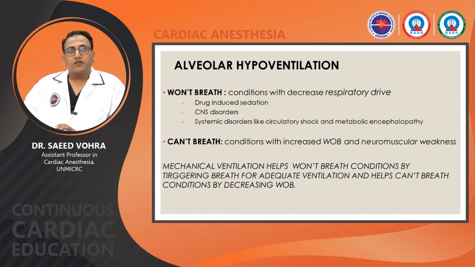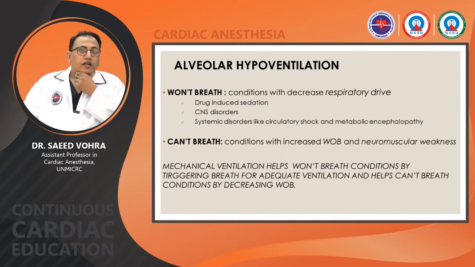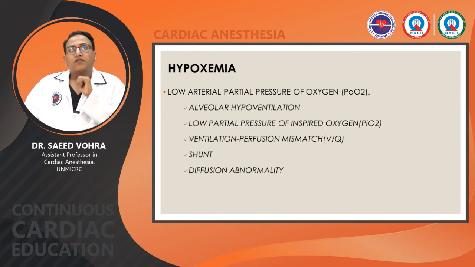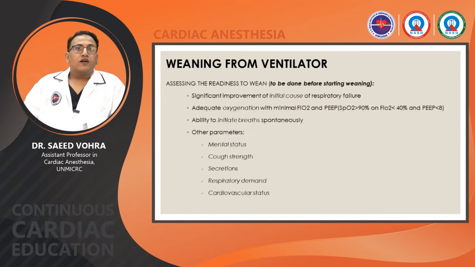Mechanical ventilation helps the want breath conditions by triggering the breath for adequate ventilation, and helps the can't breath conditions by decreasing the work of breathing. In conditions with hypoxemia, as in alveolar hypoventilation, low partial pressure of inspired oxygen, ventilation perfusion mismatch, shunt, or diffusion abnormality. Now the weaning from ventilator.